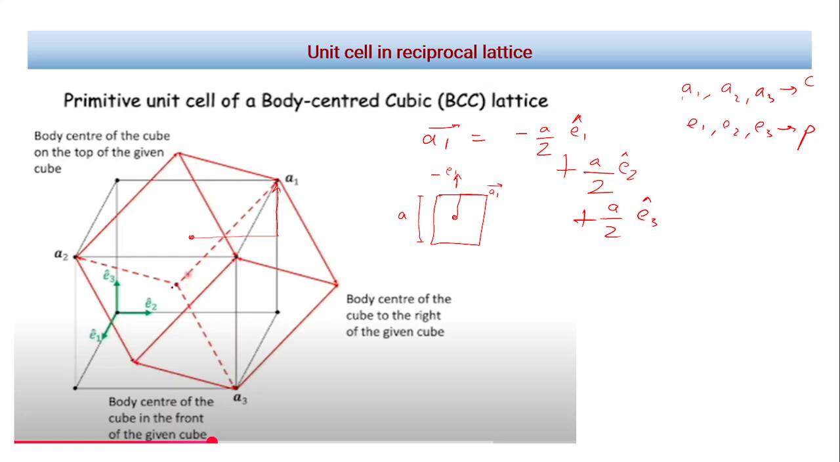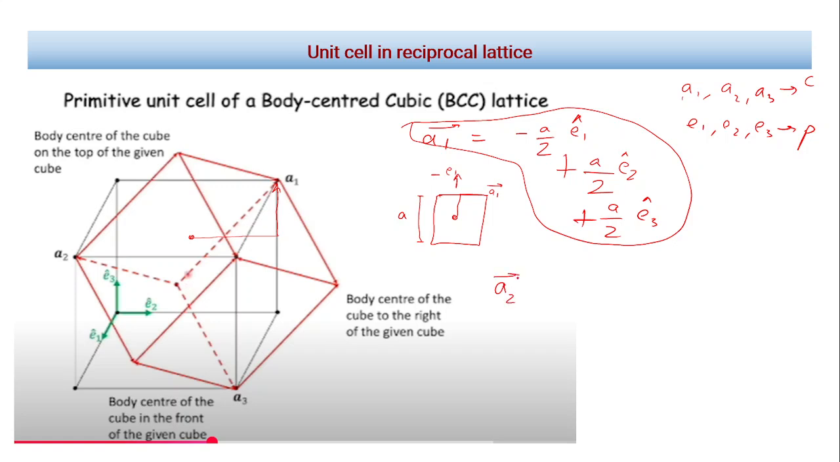Taking this as origin, if I want to reach a1, because I want to define a1, I need to move a by 2 towards back, minus e1. Then I have to move half a by 2 towards e2 direction, and then finally I have to move a by 2 along e3 direction, finally to reach my a1 vector. Okay, so this is the relation between a1 vector and e1, e2, e3 unit vectors of primitive lattice unit cell.